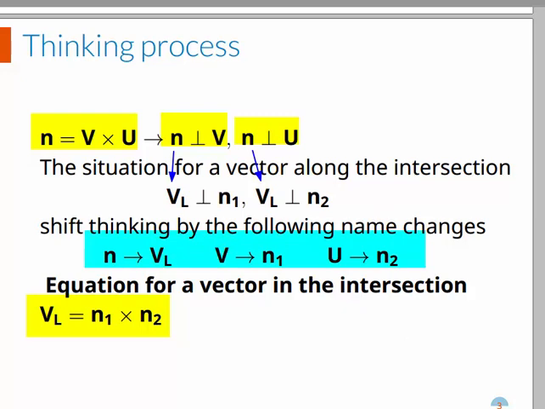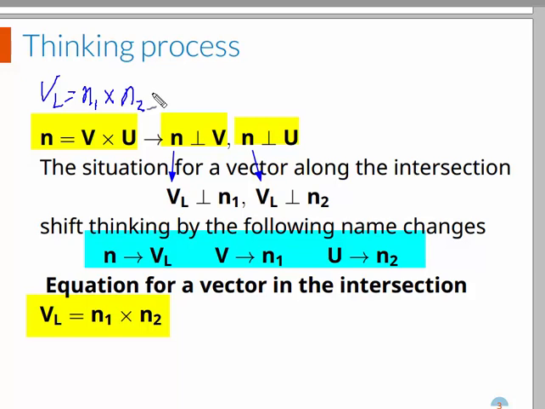So with those replacements, this equation on the top becomes VL equals the cross product of N1 and N2. We're very used to thinking of the normal being the cross product of two vectors in the plane, and now we're thinking of both normals, the cross product of them, lying in the intersection.